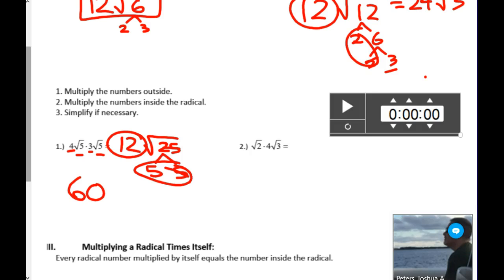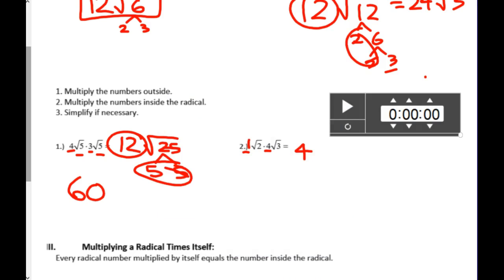Number 2. Now, does everyone see there's no number in front of the square root, so you might want to draw a 1. It's an implied 1. And we're going to multiply outside times outside. 1 times 4 is 4. And then inside times inside, it's going to give me square root of what? 6. Does 6 reduce? Does not. So 4 square root of 6 is our final answer for that.